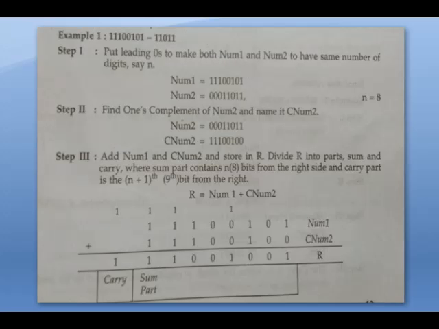Now we are going to see one example of doing the subtraction by using the 1's complement method. This is the first number and this is the second number. In the first number, how many bits are there? 1, 2, 3, 4, 5, 6, 7, 8 bits. Here in the second number, how many bits? 1, 2, 3, 4, 5. So this is 8 bits and here 5.